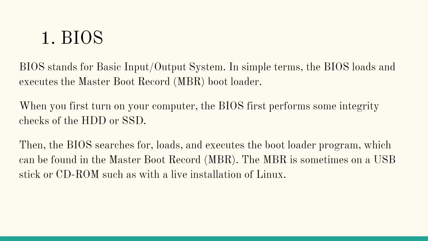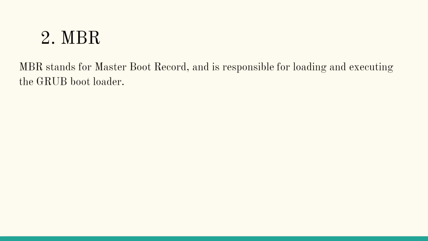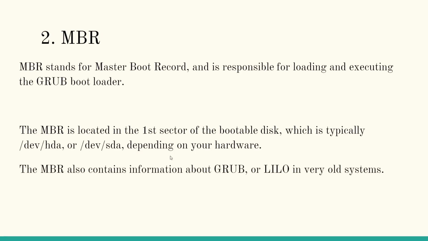The MBR is sometimes on a USB stick or CD-ROM, such as with a live installation of Linux. Once the bootloader program is detected, it is then loaded into memory, and the BIOS gives control of the system to it. Now for the MBR: MBR stands for Master Boot Record and is responsible for loading and executing the GRUB bootloader. The MBR is located in the first sector of the bootable disk, which is typically /dev/hda or /dev/sda, depending on your hardware. The MBR also contains information about GRUB or LILO in very old systems.